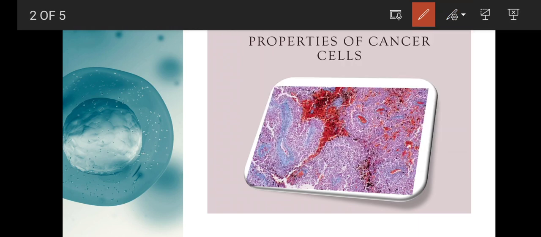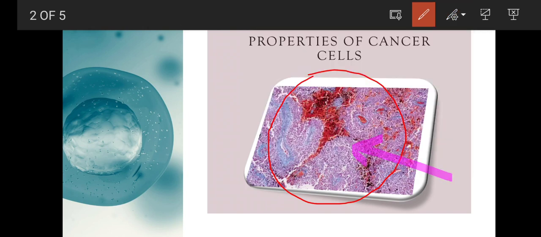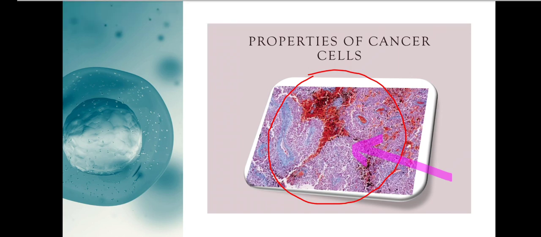So here we have the light micrograph of a section of human liver. It shows the metastasized melanosarcoma in red color. So it is invading the normal liver tissue.